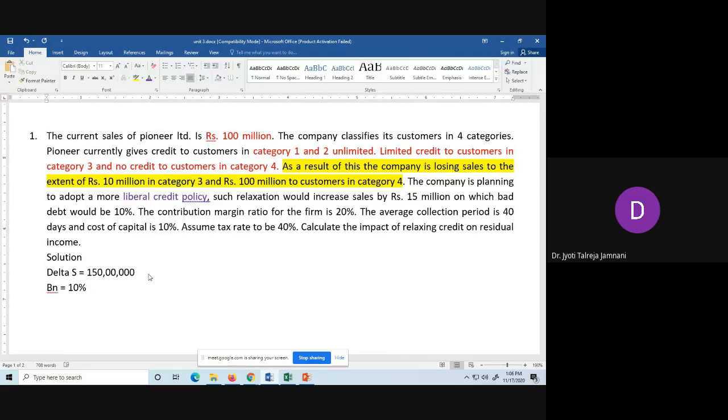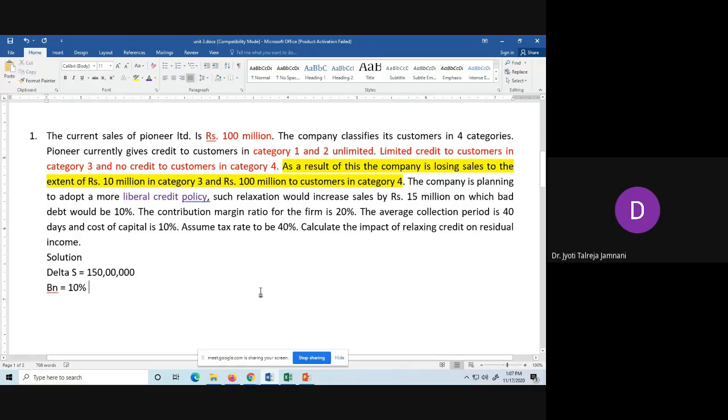So when I give more credit, my loss of bad debts also will increase because I'm giving credit to category 4 and 3 customers whom I don't trust so much. When I don't trust them, my bad debts will also increase.